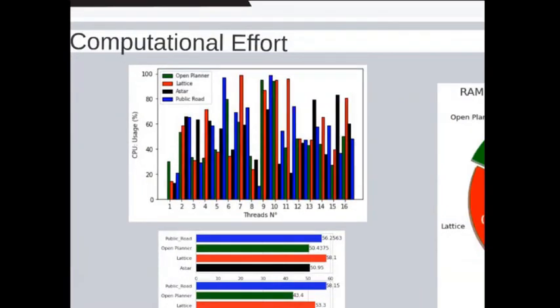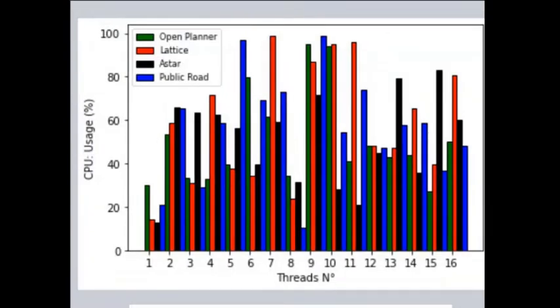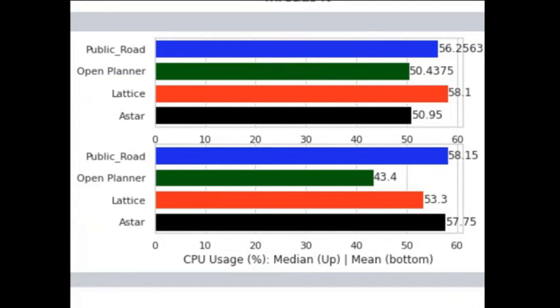I have also measured the computational effort, because it's important to understand which path planner will work with fewer computational resources. Regarding the CPU, that's the arithmetical units usage, we have that the public road consumes a lot compared to the other planners, and OpenPlanner consumes less CPU than the other ones, and Apollo is the one that consumes the most.